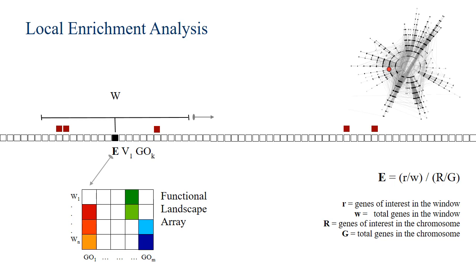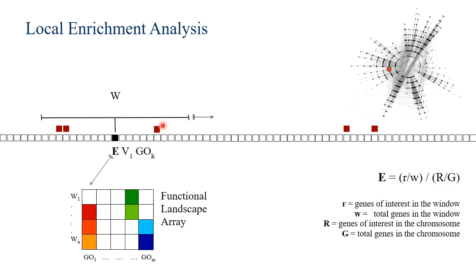How did we address this question? We started by defining the local enrichment analysis, consisting of calculating the overrepresentation of a GO term in the group of genes surrounding a gene of interest. For example, if we focus on this gene and define a window of a given size W, we can calculate the enrichment in red genes that is found in this window.